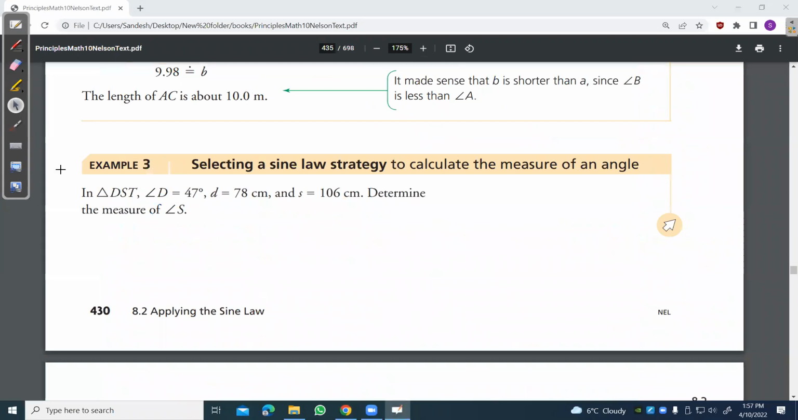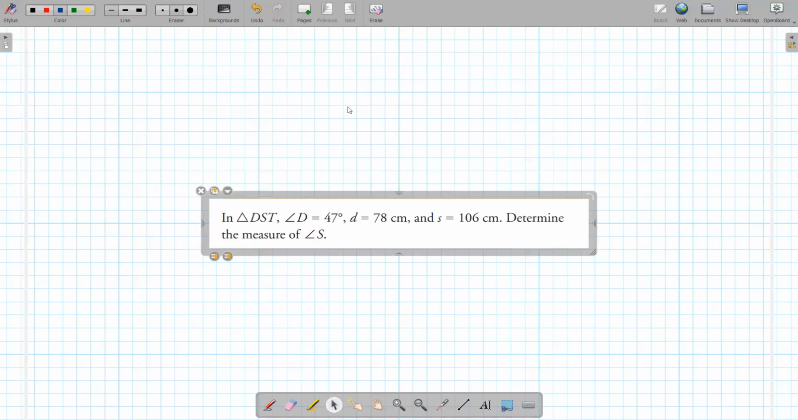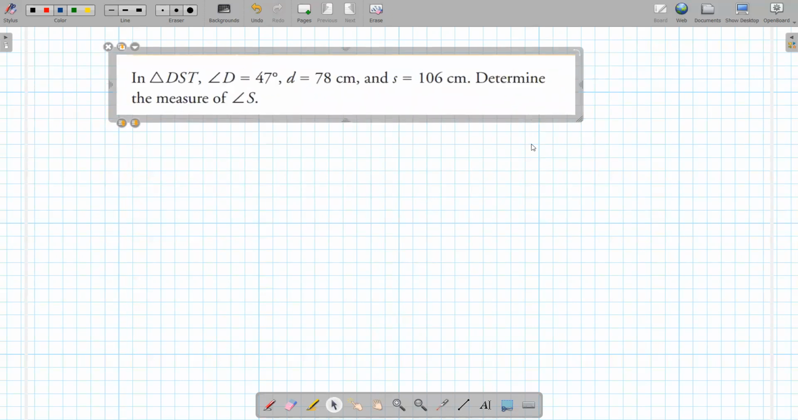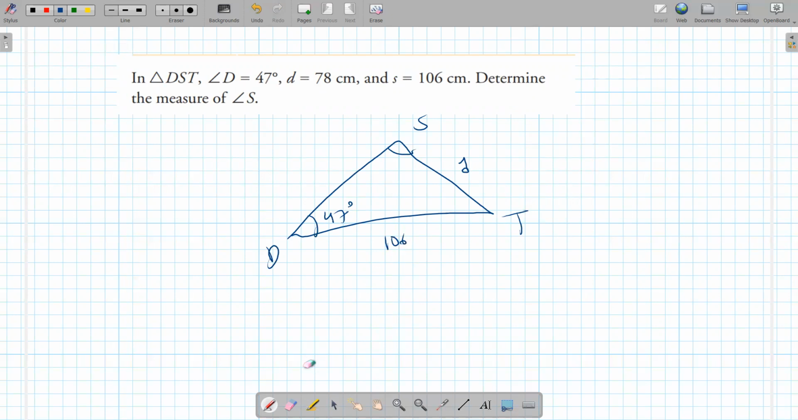Let's try it in this one. In a triangle DST, and again, none of these are going to be right angled, because if they were, we could have just used SOH CAH TOA. So DST, again, let's just make a random triangle, DST. Angle D is 47, and small letter d is on the opposite side, okay? And S is 106, so again, S is going to be opposite that. This is 106. And the question is to find angle S.